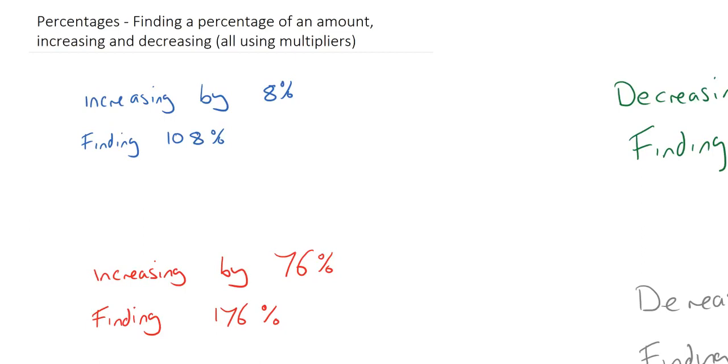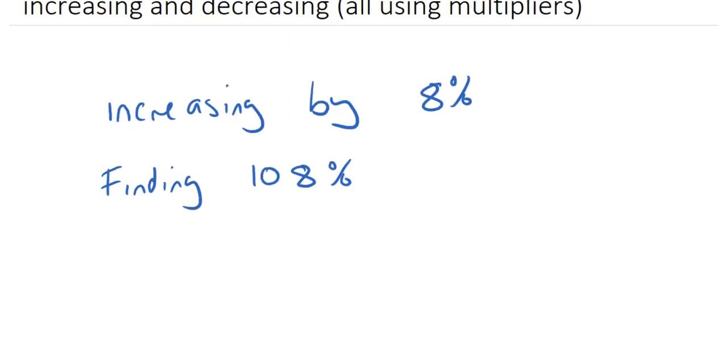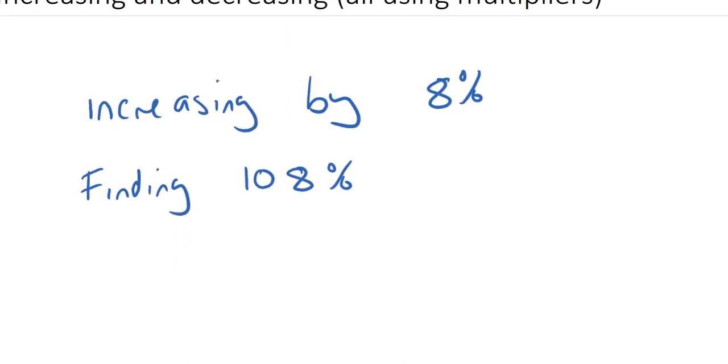So in this video, we're going to carry on our work on multipliers to find percentages of amounts and increase and decrease percentages. So before we get started, let's make sure we really understand some equivalences here. If I increase something by 8%, that is an identical operation as to finding 108% of something, okay? It's taken that original 100% and gone up by 8. So for both of these, think, what is that multiplier going to be? What will I times my amount by to get that increase or to find that 108%?